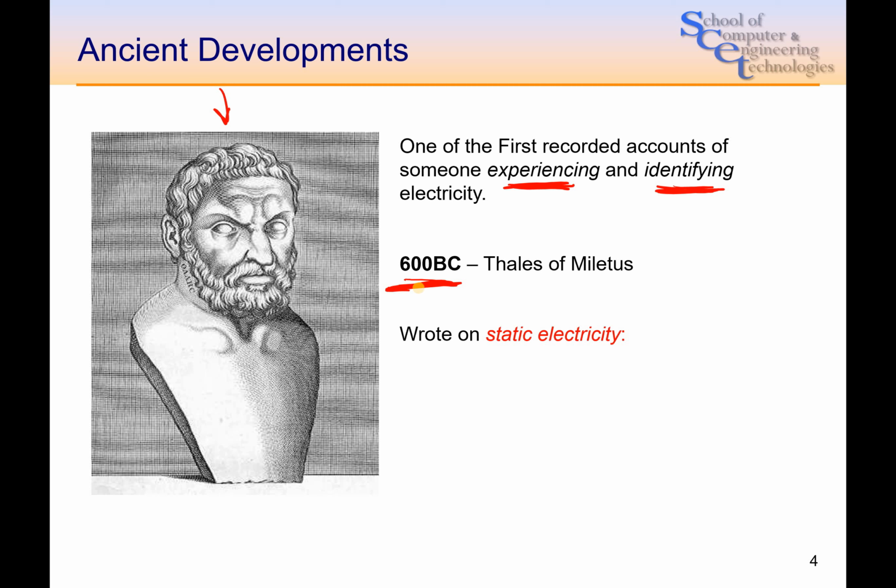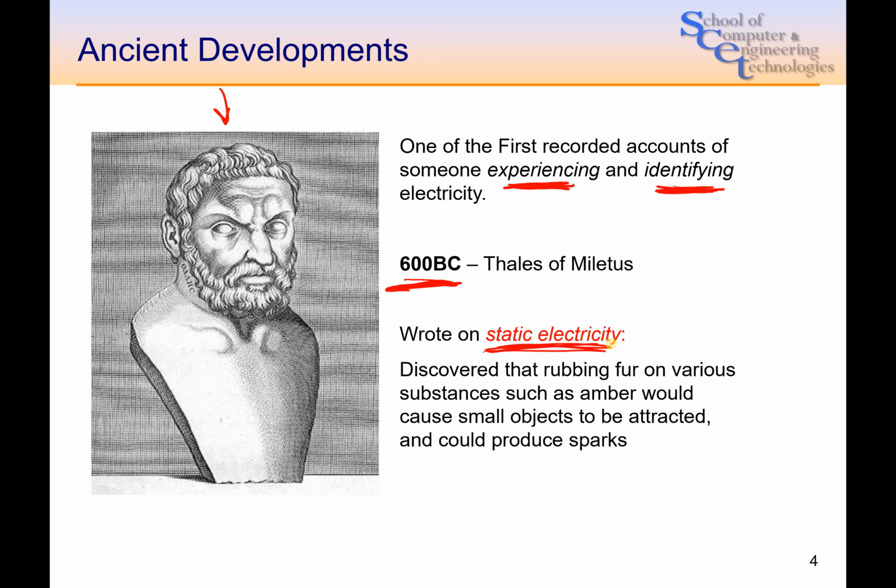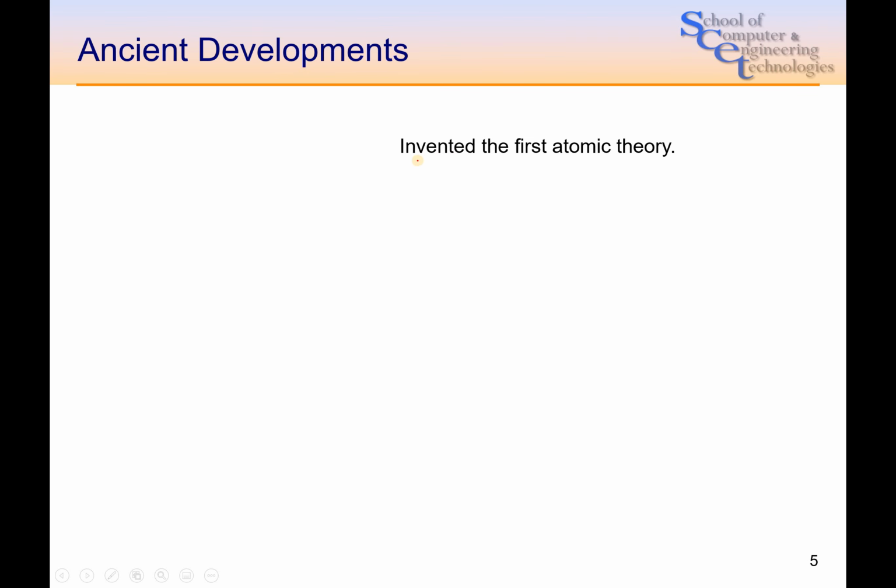Don't check my math. All right, he wrote about static electricity. What this guy was smart enough to figure out is if I take a piece of fur and something like amber and rub them together, it creates sparks or attracts other small things. That was the first time that we wrote about it and knew that it was a special type of phenomenon. Moving on. Invented the first atomic theory.